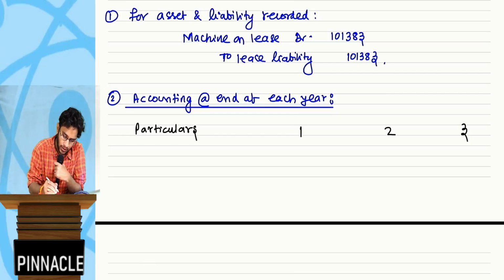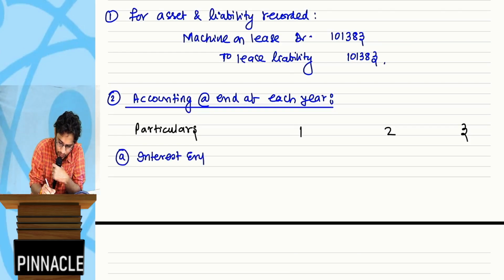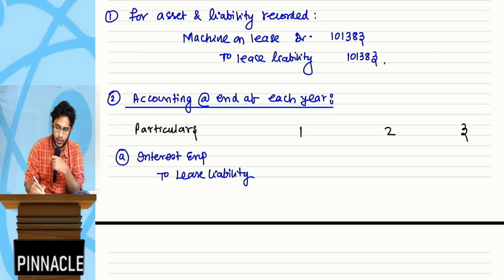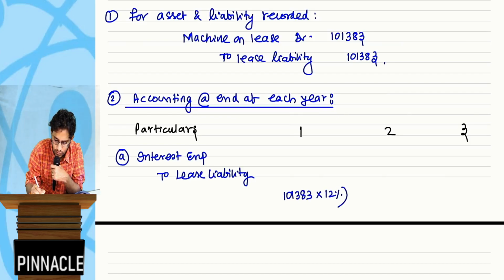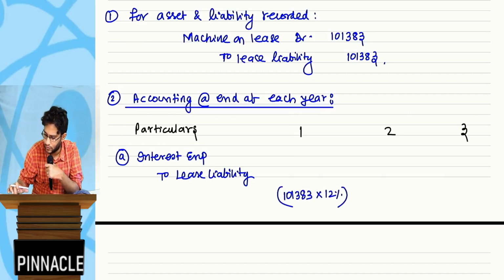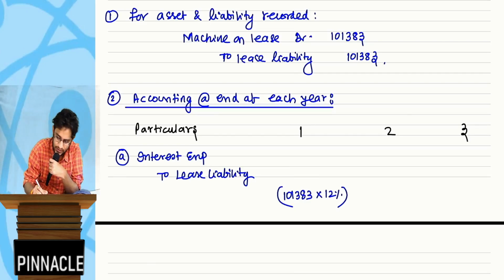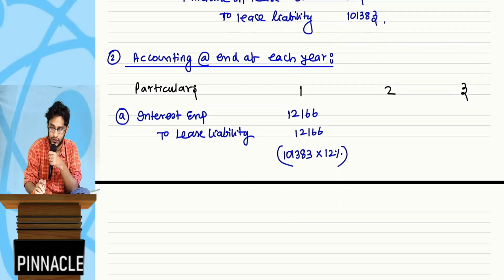Okay, next. First entry, sir, from the lessee's books, you have to book the interest cost, no? Interest expense account debit to lease liability. Sir, with what amount? Under this amount column, in brackets, the balance is 101,383. What is the interest rate used? 12%. So 12,166. This is your first year interest.